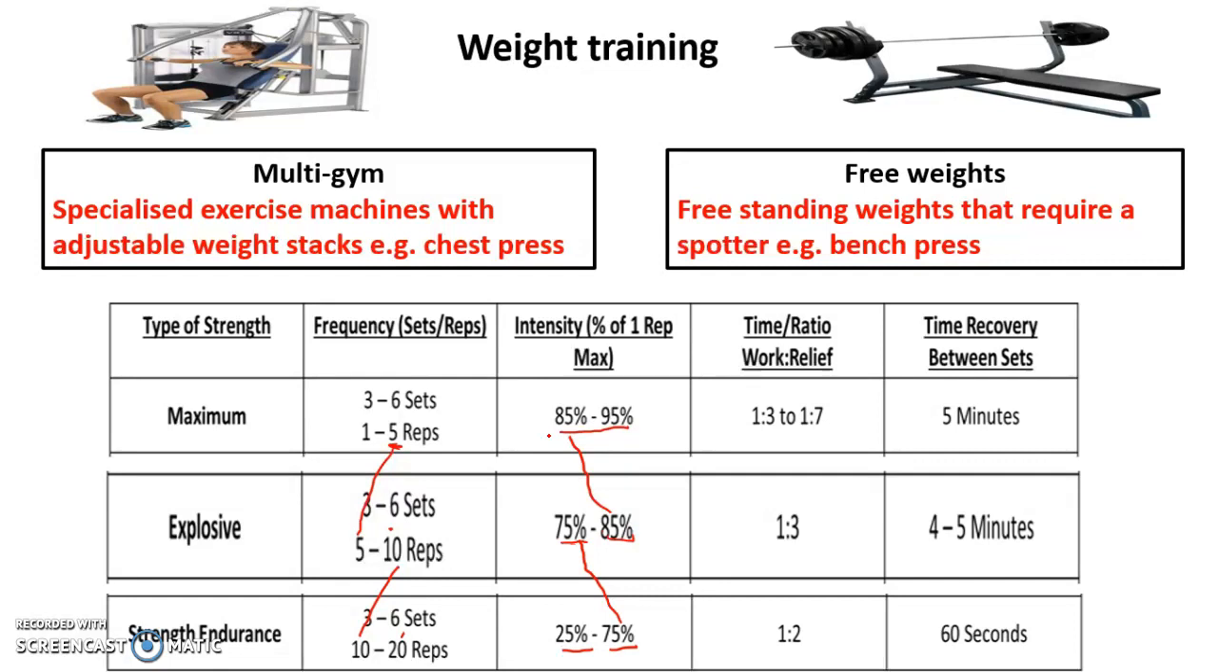What are the constants? 3 to 6 sets. The rep range for maximum strength is low reps because you've got a high weight, 85 to 95%, and it works around from there. So hopefully you see that bit there.